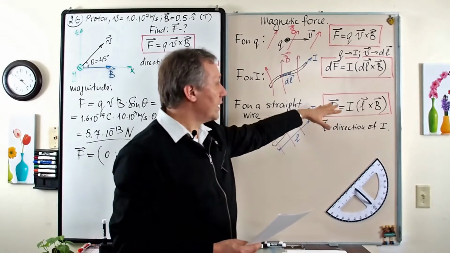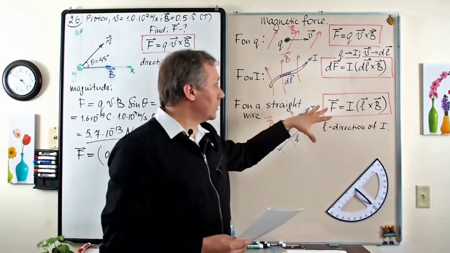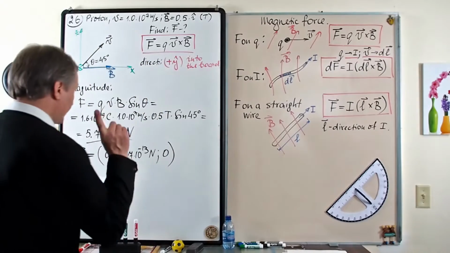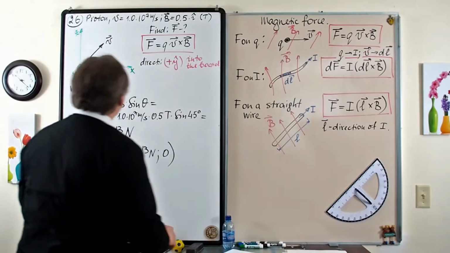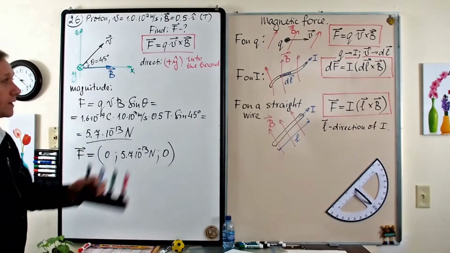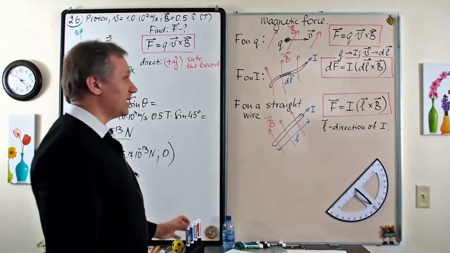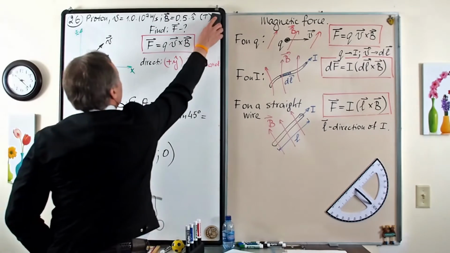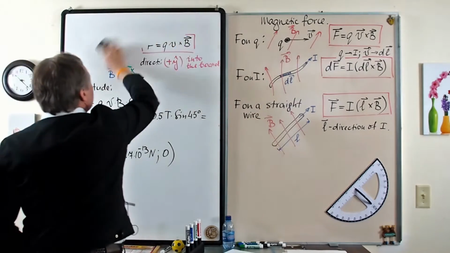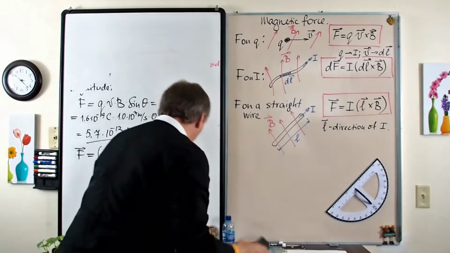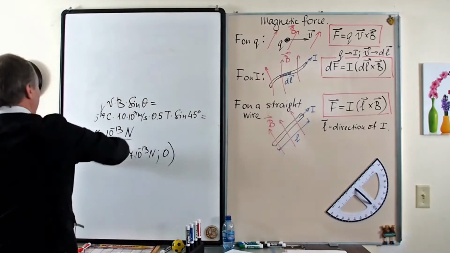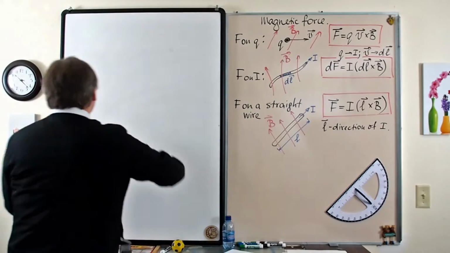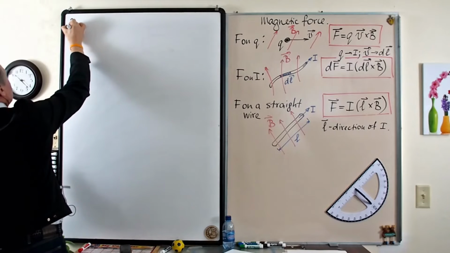practicing this formula. Force acting on a straight wire with current, right? Magnetic force. Okay, I need to erase it. I don't want to erase that because we need it for our problems. Okay, right. So the next problem is 36, the same chapter 29, problem 36.